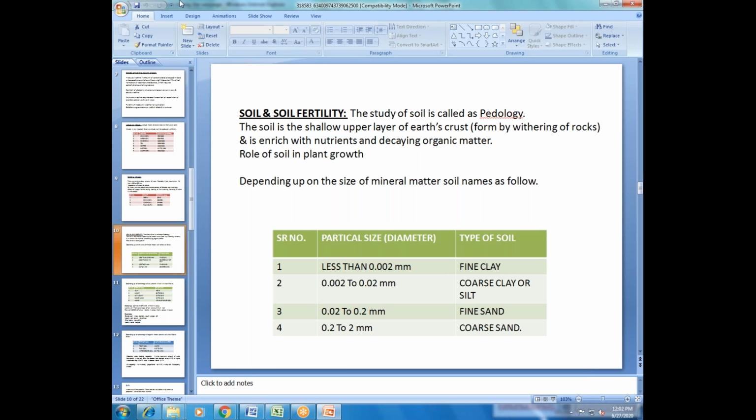So the study of soil is called pedology. The soil is the shallow upper layer of the earth's crust and is enriched with nutrients and decaying organic matter. The role of soil in plant growth is major, and first and foremost, it holds the plant. It gives a base, the place where the plant grows. So the holding of a plant is done by soil.